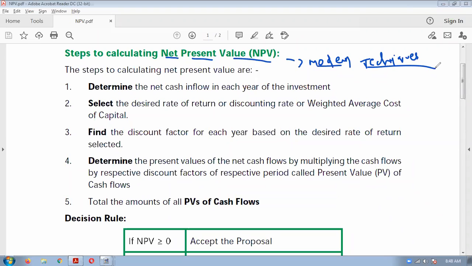So what is net present value? Net present value is simple. It is the difference between the present value of cash inflows and the present value of cash outflows. So it is the present value of cash inflow minus the present value of cash outflow. This is the NPV. So how will we calculate the NPV? Let us understand.